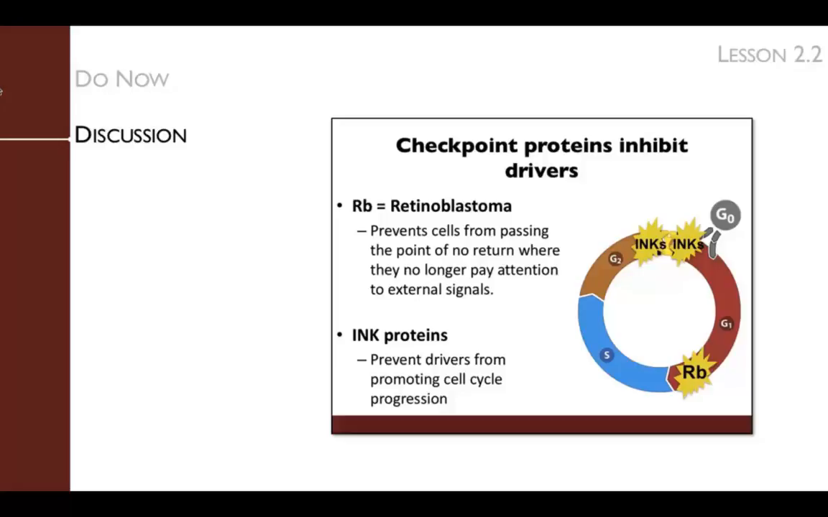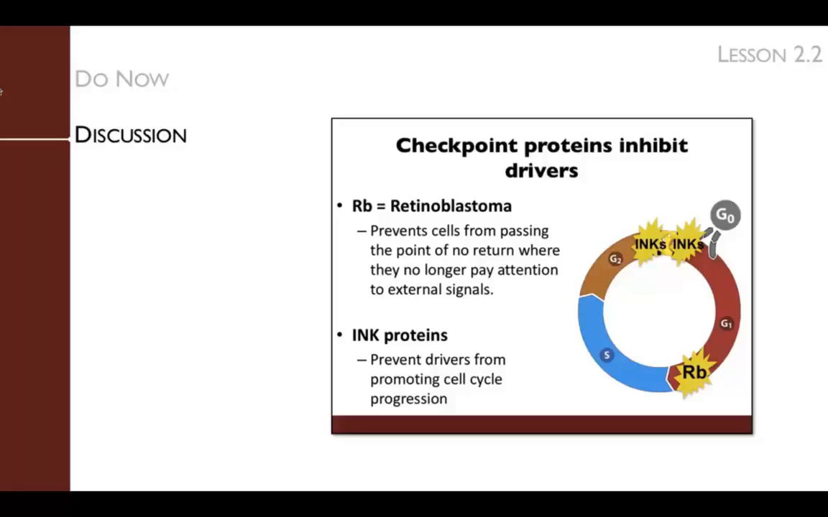The retinoblastoma checkpoint is often known as RB. It is particularly important because it works on the G1 driver at the point of no return, the restriction point. Think of RB like a barrier at a parking lot. It prevents the cell passing the point of no return until it has fed in the ticket saying it's okay to proceed.